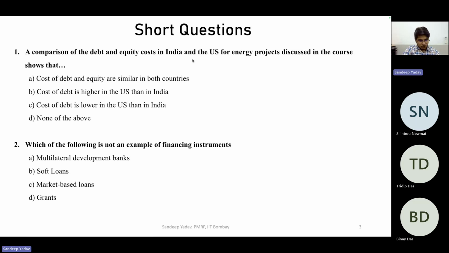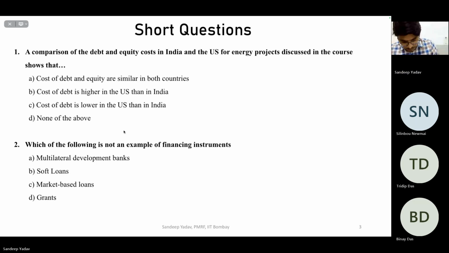If you want to try this question, you can comment your answer in the chat box. Anybody? Okay. A comparison of debt and equity was discussed by the sir also. It says that the cost of debt is lower in the US than in India. So for energy projects, if any company wants to pursue them, the cost of debt is lower in the US than India.